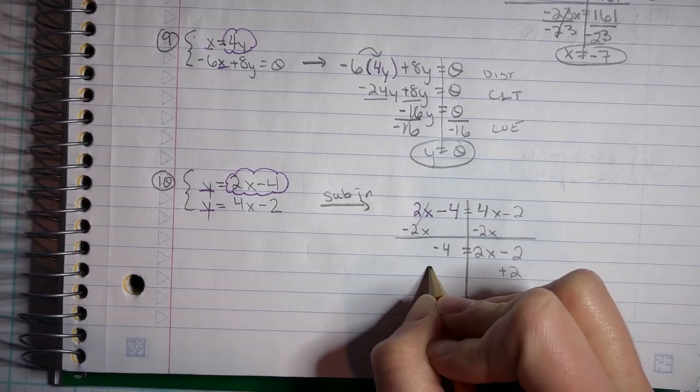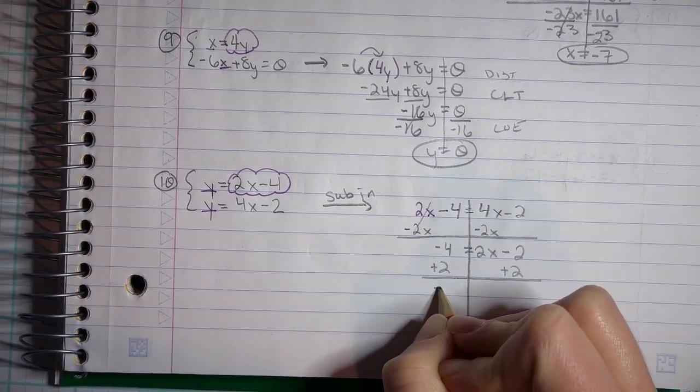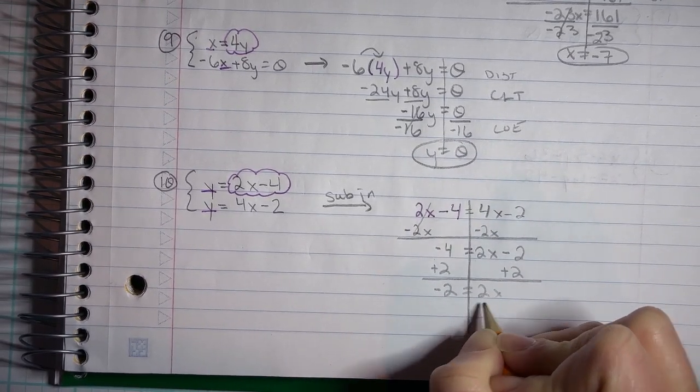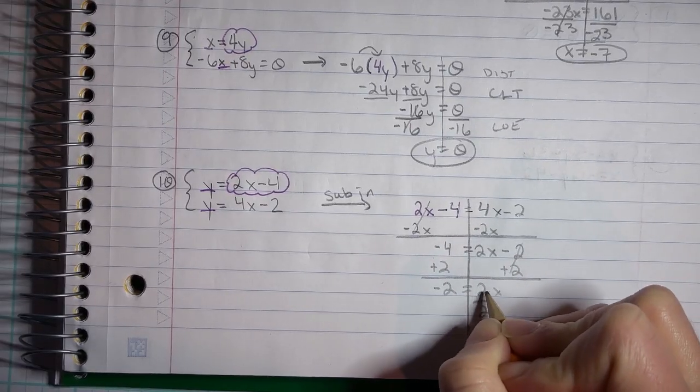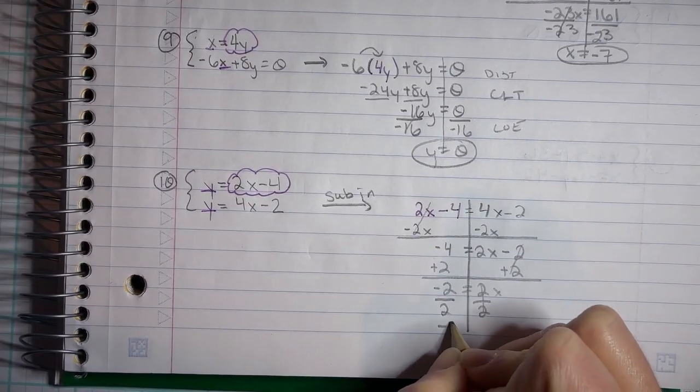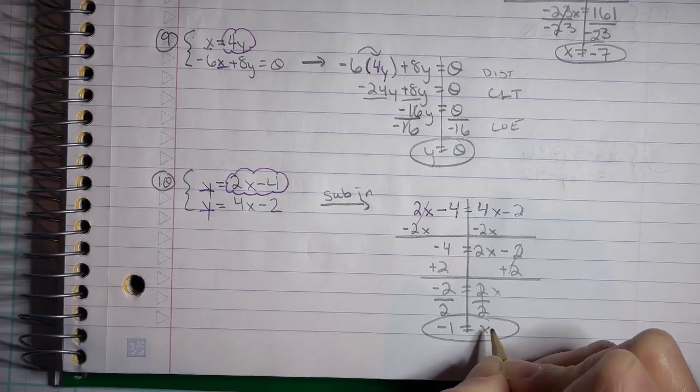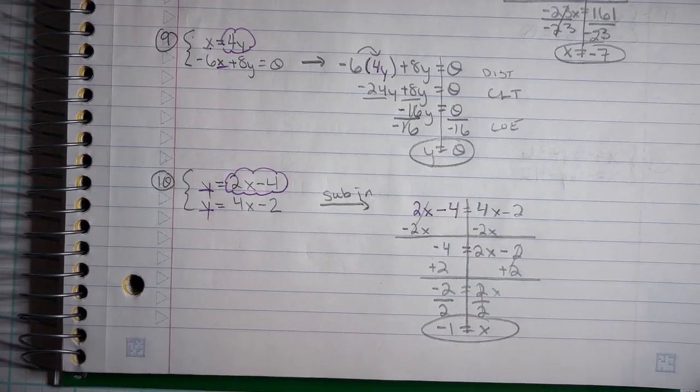I'm going to add this 2 on both sides. This is all stuff we've done before. This is nothing new. Divide by 2. Cancel stuff out, and we get negative 1 equals our x. There we go. Solve for our variable.